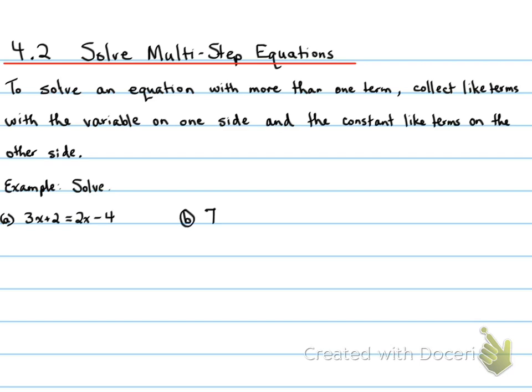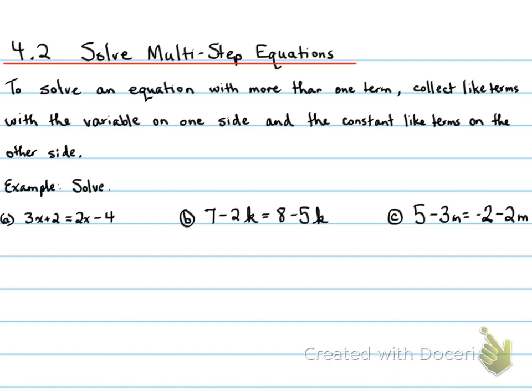3x plus 2 is equal to 2x minus 4. 7 minus 2k is equal to 8 minus 5k. 5 minus 3m is equal to negative 2 minus 2m. So let's look at the examples here and look at how we can solve it.